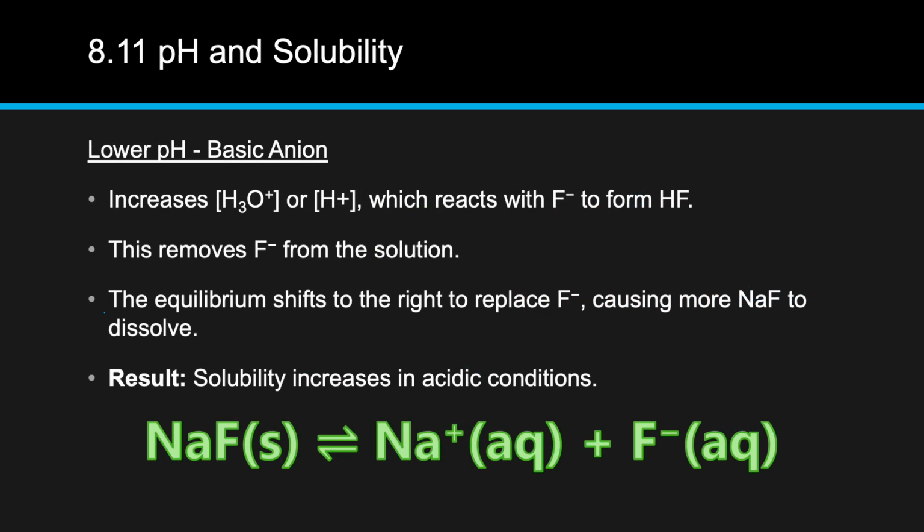All right, so let's run through that one more time with a little more structure. So we have NaF and its solubility, and we're looking at what happens to that solubility when we lower pH or increase our protons or H3O+ ions. By increasing our protons, we are going to form hydrofluoric acid, because the H+ ions are going to neutralize our F- ions to form HF.